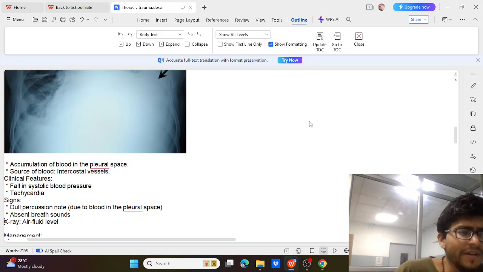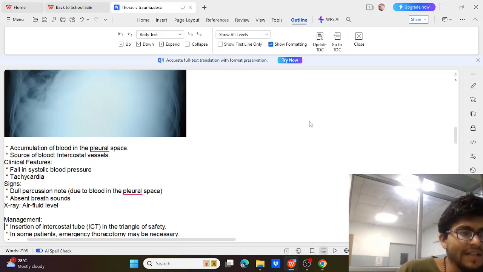But the differentiating feature will be that the percussion note will be dull due to fluid in the pleural space. There the percussion note was hyperresonant in the pneumothorax. Here the percussion note is dull. Dull as in like it will be comparable to bone. So it will be dull percussion note, and again the breath sounds will be absent. There will be air fluid level in the chest x-ray. That we can see in the diagram. So these are the clinical features and signs and the x-ray finding.